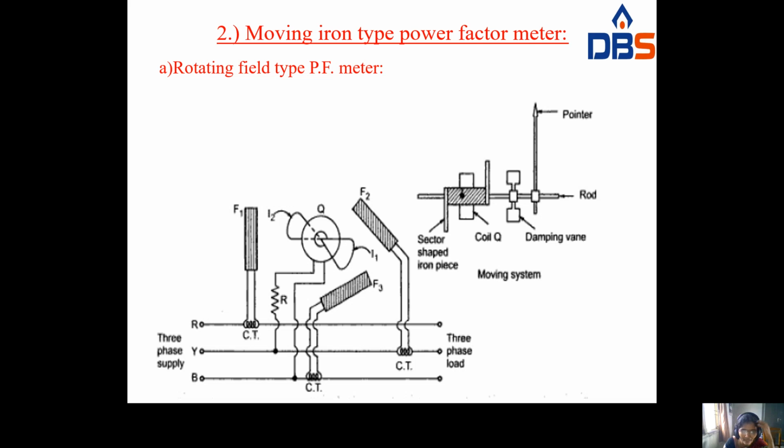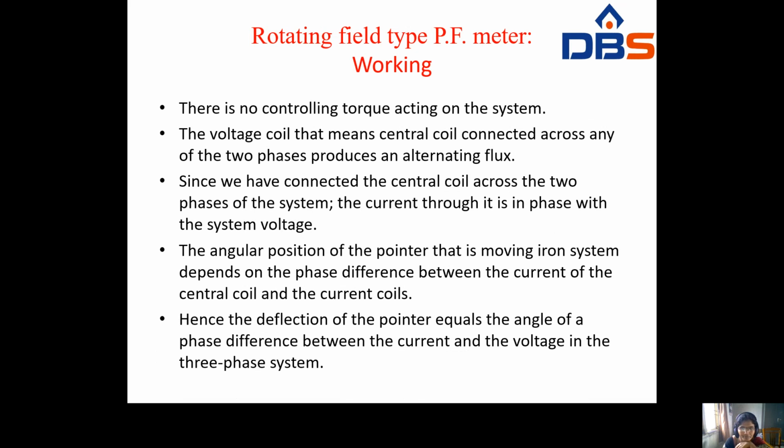Here you place the coil. Whenever the coil exhibits force, that force will move the damping vane. The damping vane will deflect the pointer and the pointer will show the reading value. This is the working of the rotating field type power factor meter. There is no controlling torque acting on the system. Here also there is no need of the controlling torque.